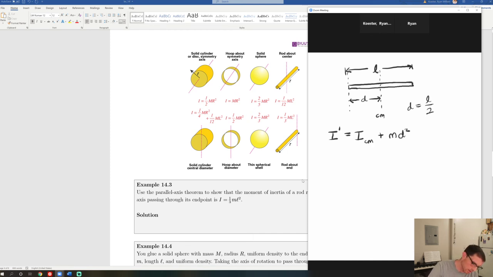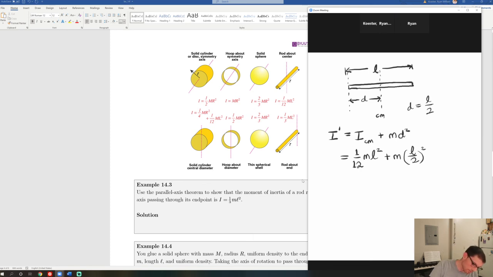We have, for the moment of inertia of a rod about its center of mass, 1/12 ml squared. This is just from the table, and you're free, of course, to refer to a table like this whenever you might need to. And then over here we just fill in what D is, right? D, we said, was L over 2. Okay.